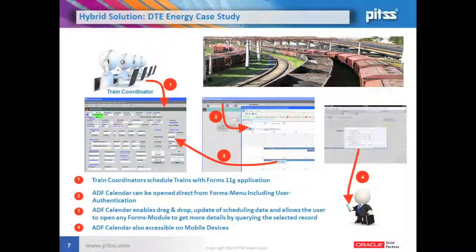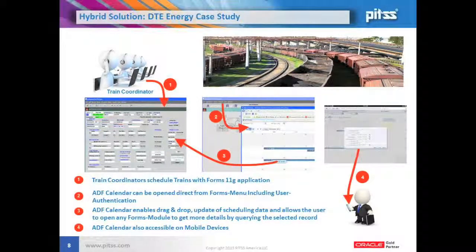Now, for an actual example, we did this for one of our customers, DTE Energy. This was a train coordinating application. They have all these coal trains that send coal to all the different power plants from the coal mines. Their application simply let you configure the trains and say how much coal, how many cars, etc. are on the train. But they needed a calendar to see how all of these trains were scheduled.